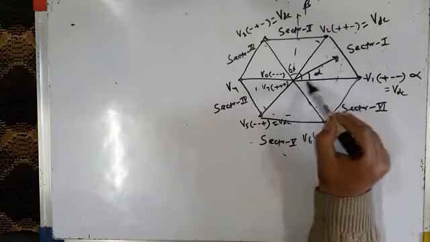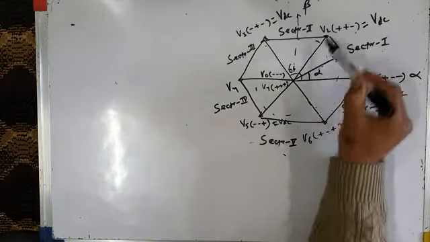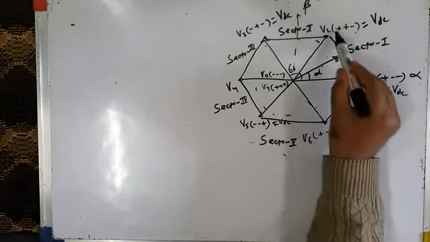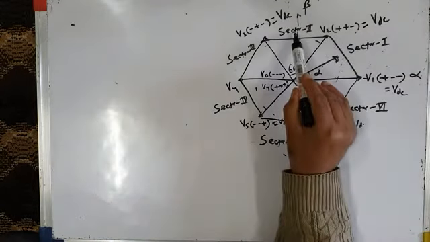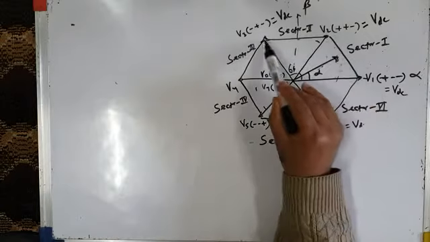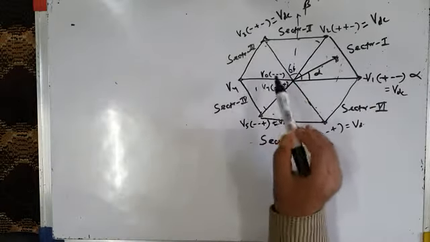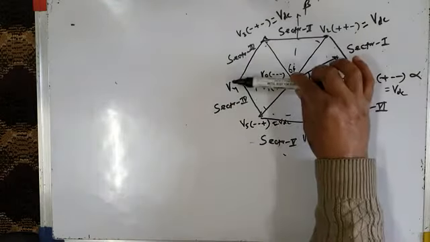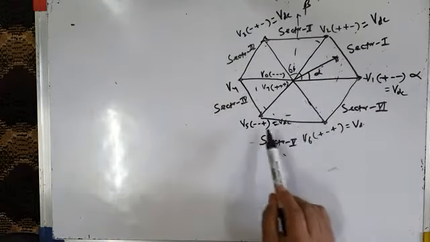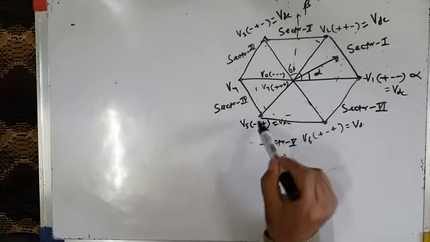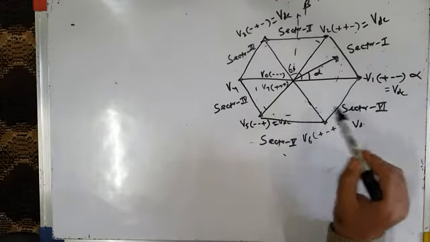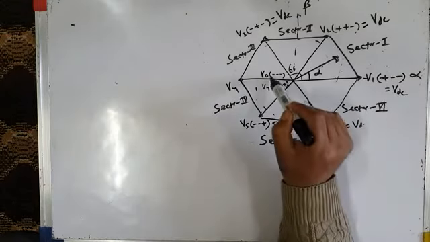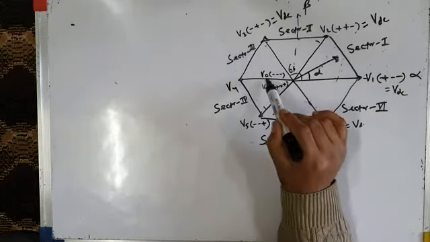Sector 1 is made up of 2 voltage vectors, V1 and V2, which represent the switching states plus minus minus and plus plus minus. Sector 2 is made up of 2 voltage vectors, V2 and V3. Sector 3 is made of voltage vectors V3 and V4. Sector 4 is made of voltage vectors V4 and V5. Sector 5 is made of voltage vectors V5 and V6, and sector 6 is made of voltage vectors V6 and V1. And in addition to these vectors, there are the 0 voltage vectors also, V0 and V7.